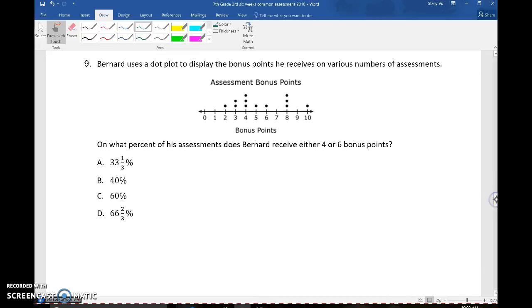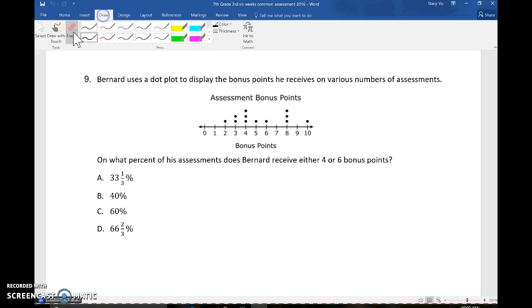Number 9. Bernard uses a box plot to display bonus points he receives on various numbers of assessments. On what percent of his assessments does he receive 4 or 6? We're looking for percent. So 4. Oh, darn it. It's messing up again. Hang on.